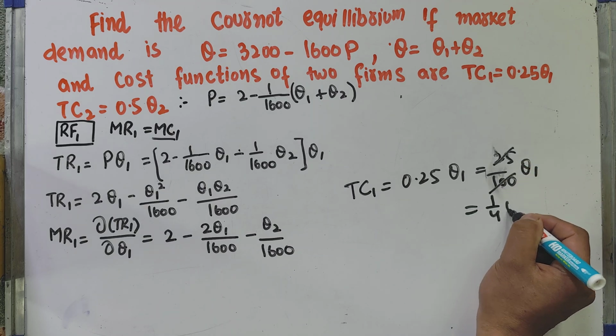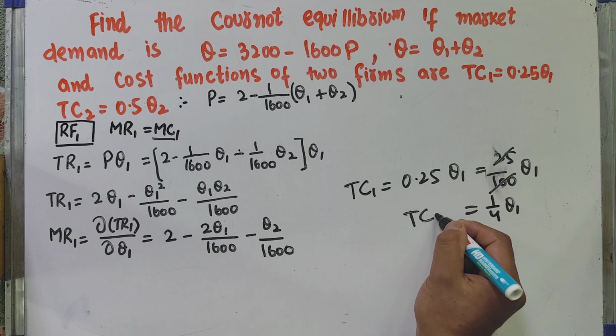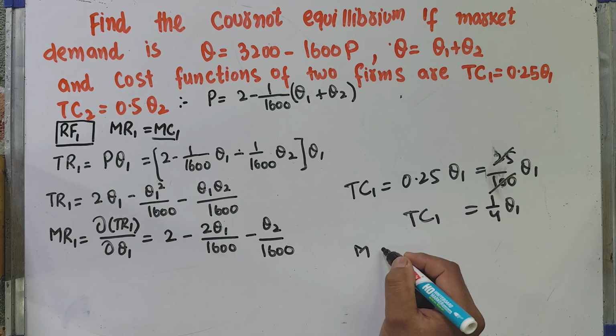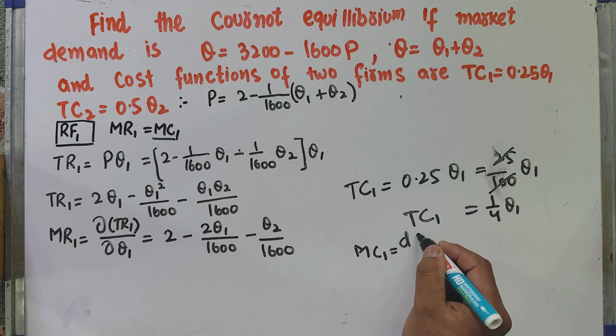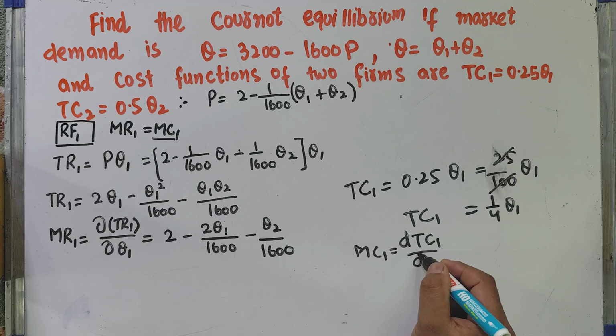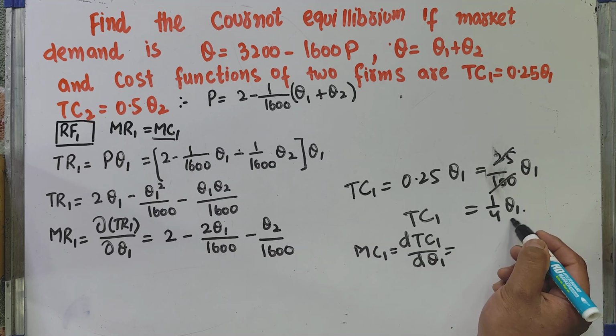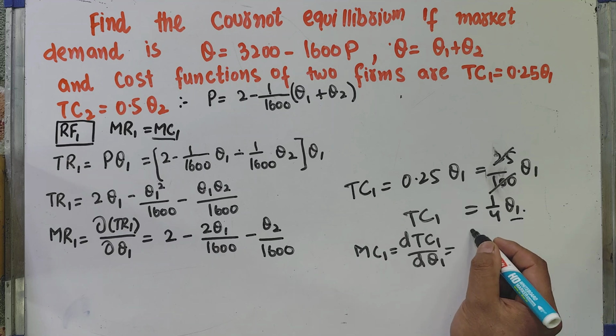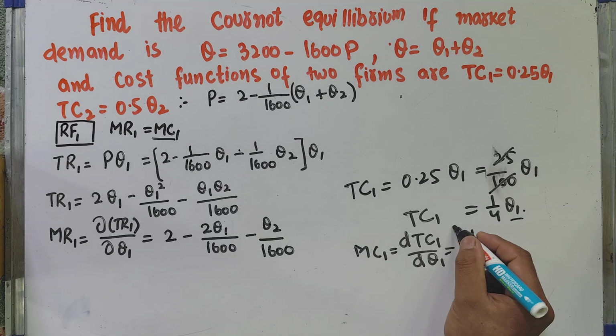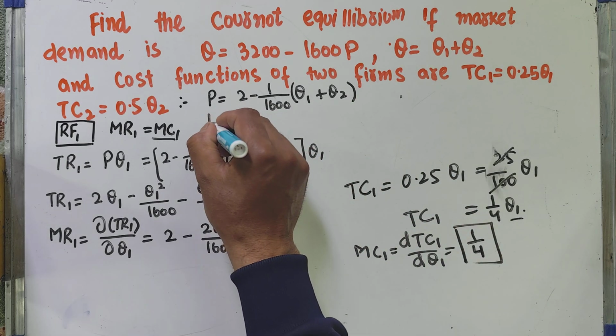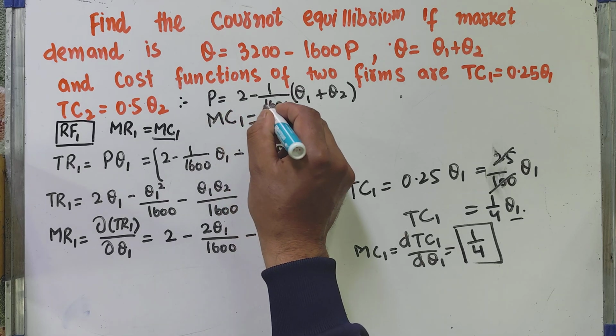So we get 1 upon 4 Q1. This is the total cost of firm 1. Now marginal cost, as you know, is simply the change in the total cost due to the change in the output. So that is the derivative of this function with respect to Q1. Derivative of Q1 is 1, we are left with 1 upon 4. So that will be the marginal cost of firm 1. So marginal cost of firm 1 is equal to 1 upon 4.